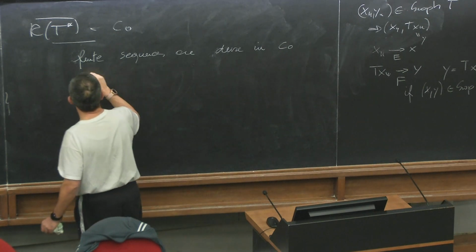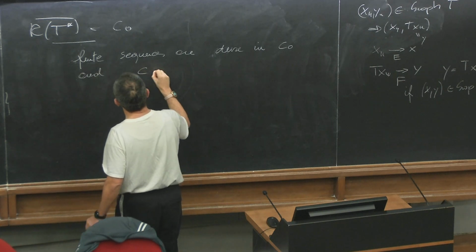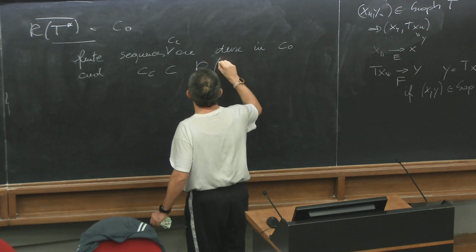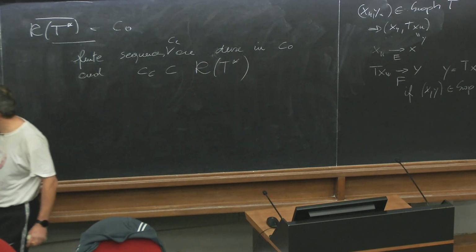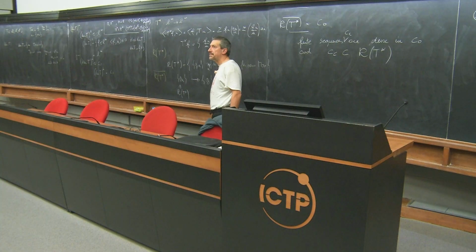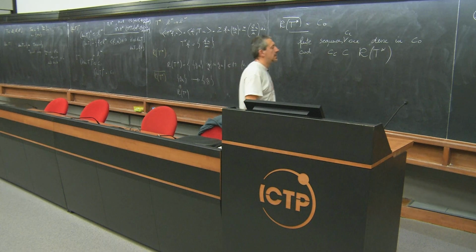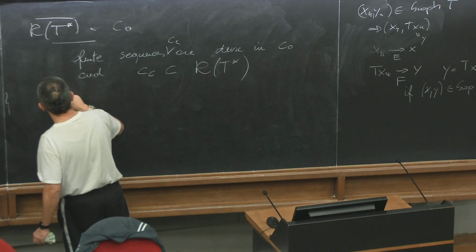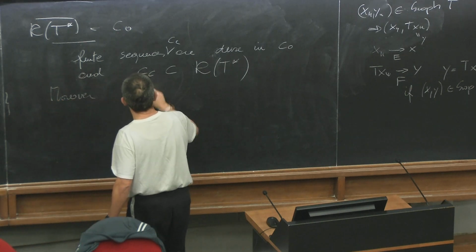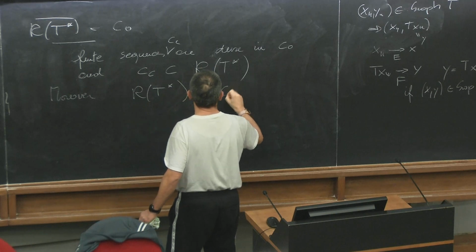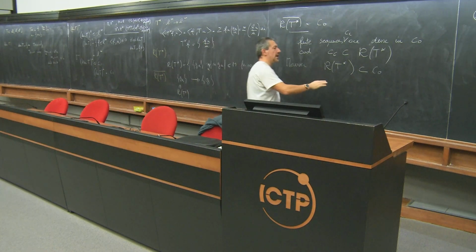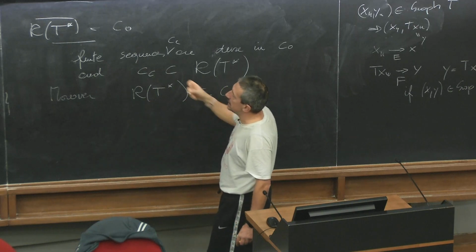And finite sequences, that is C compact, is contained in the range of T star. Clearly, this holds whenever the sequence is finite. On the other hand, the range of T star is contained in C0 because the limit of any image goes to 0. So if I conclude, I get that the closure of this guy is equal to C0.